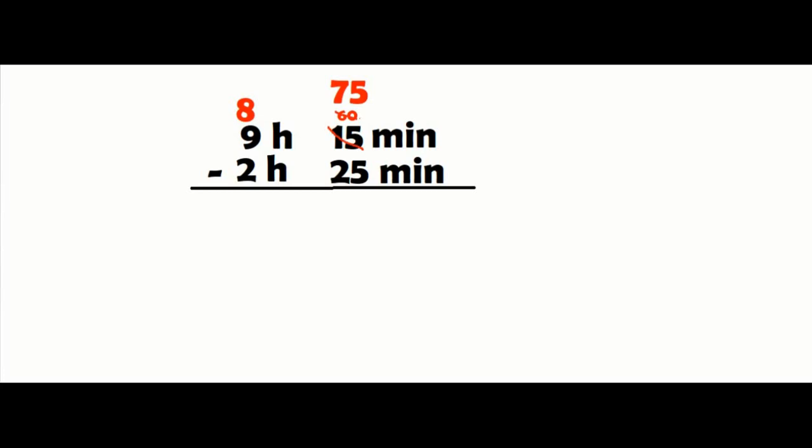So 75 minutes minus 25 minutes gives us 50 minutes. And over here now, we have 8 hours minus 2 hours gives us 6 hours. And this is our answer: 6 hours and 50 minutes.